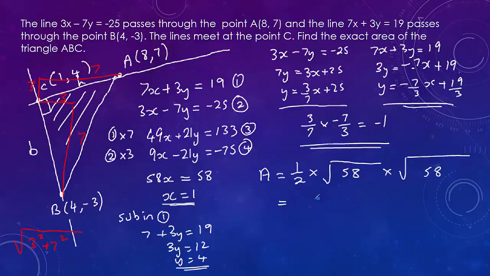So root 58 times root 58 is 58. So we want half of 58, which is 29. So we've got 29 square units.